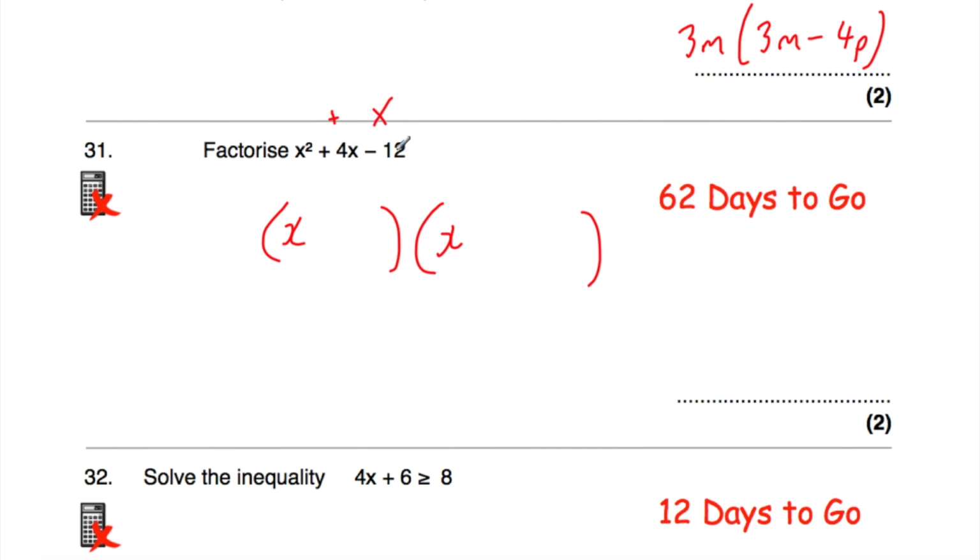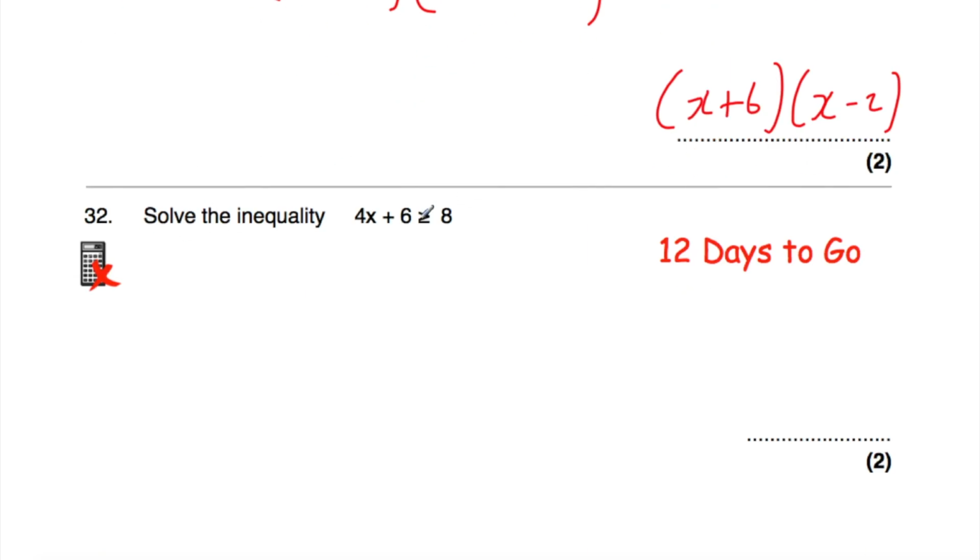So in terms of two numbers that will times together to be minus 12, one's going to be positive and one's going to be negative, and they're going to add together to be 4. So I'm thinking plus 6 and minus 2, because 6 times minus 2 is equal to minus 12, and minus 2 plus 6 is equal to 4. So the answer is x plus 6 brackets x minus 2, and that's it. And if you got that, well done.